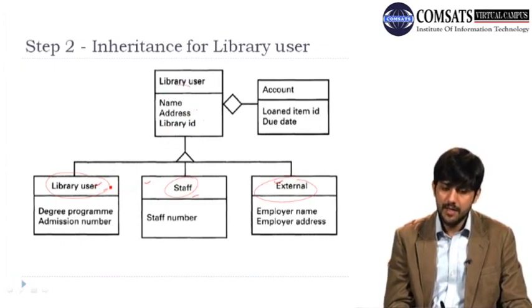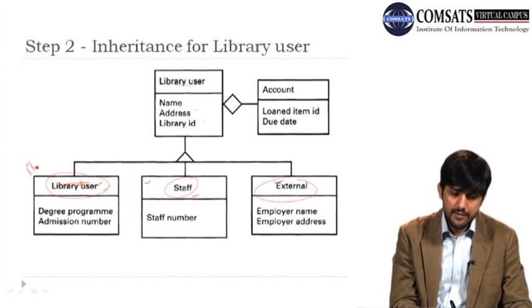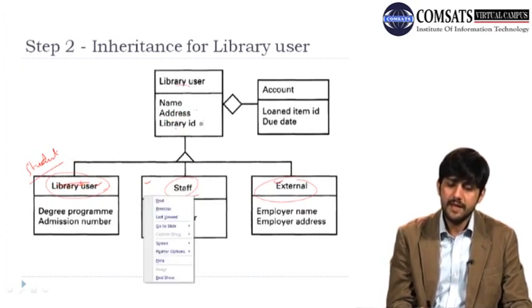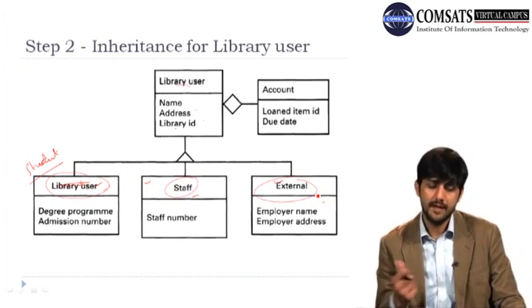So a student, it is incorrectly written library user, so it will be student. Each student would have a name, address, and a library card. Similarly, each staff member would have a name, address, and a library ID. And external users would also have these three things. But they also have additional information which differentiates these different classes.